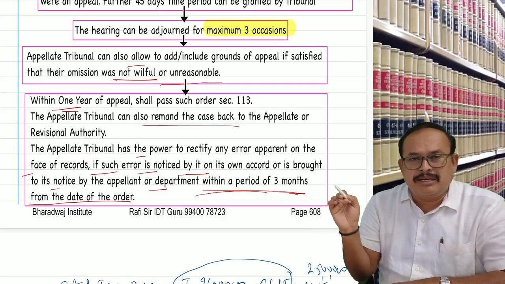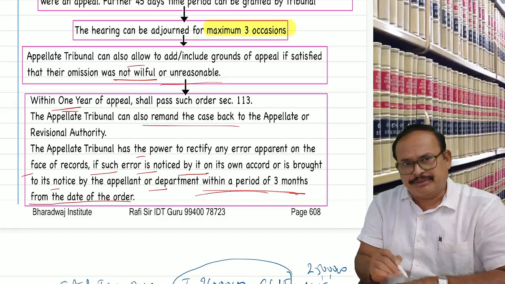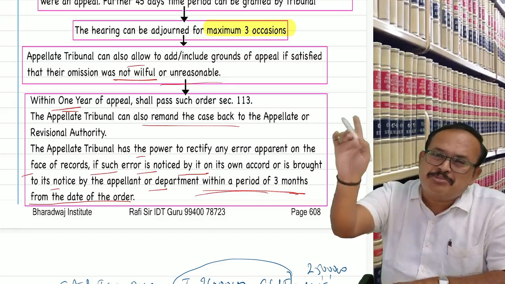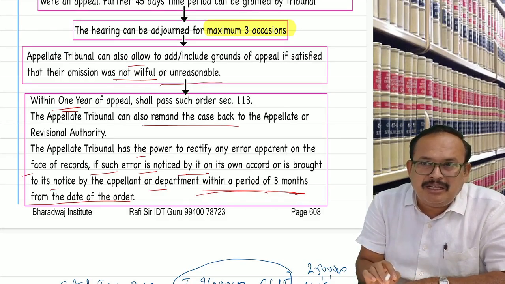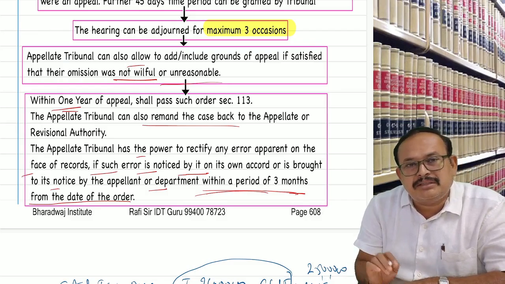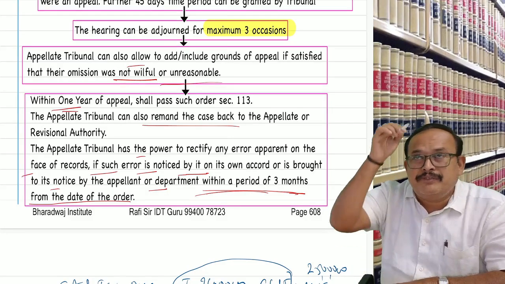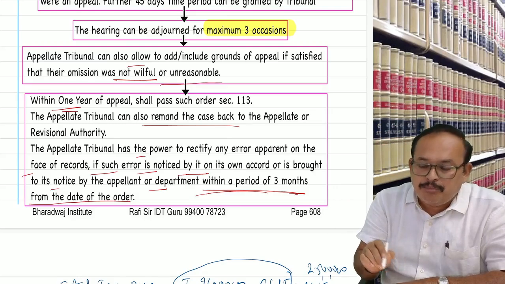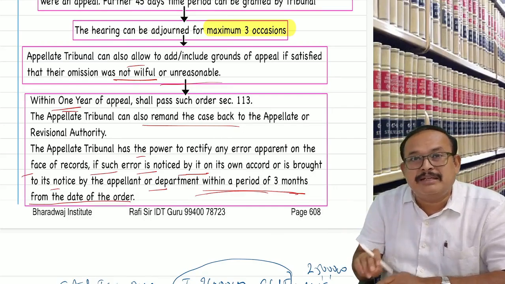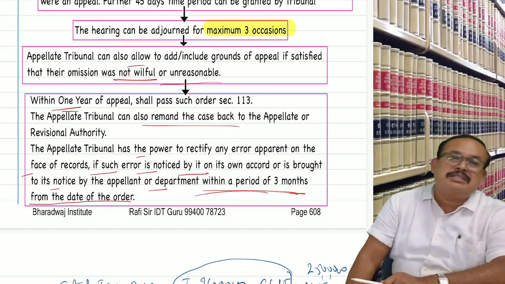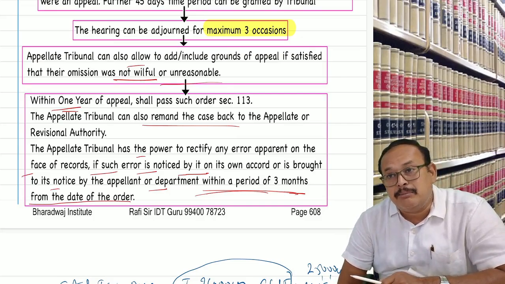For example, a demand of 50 lakhs is passed, and the amount is also 50 lakhs in rupees, but while mentioning it, the 0 is misplaced and it becomes 5 lakhs. 50 lakhs, the 0 missed, 5 lakhs. So resultantly it is a typographical error. The content, if we add, is 50 lakhs coming, but the 0 is missing in total. Therefore, a typographical error can be rectified within a period of 3 months. If the parties bring it to the notice of the tribunal, the tribunal can revise it. Is it clear? The time limit is 3 months. Is it clear?